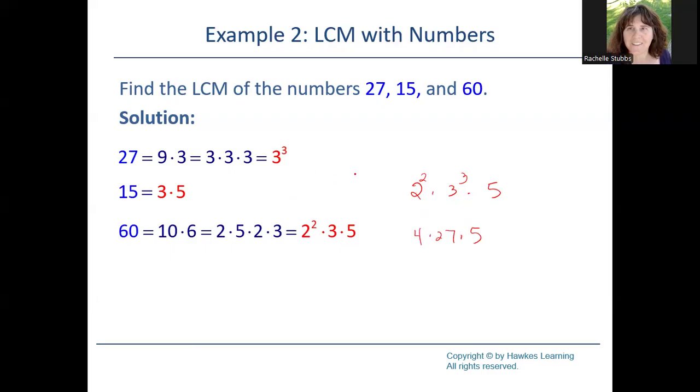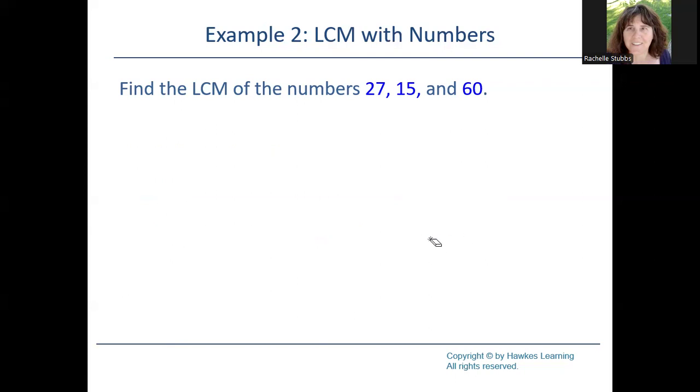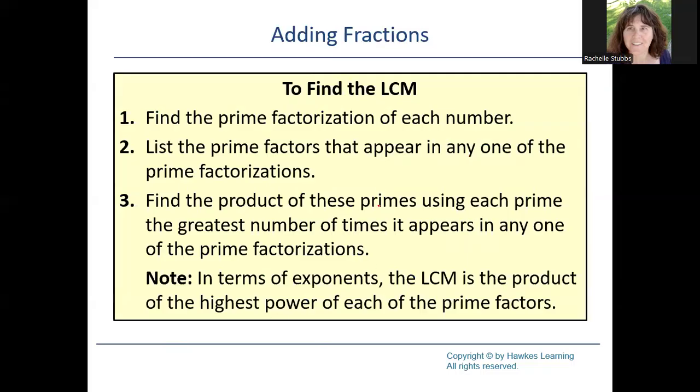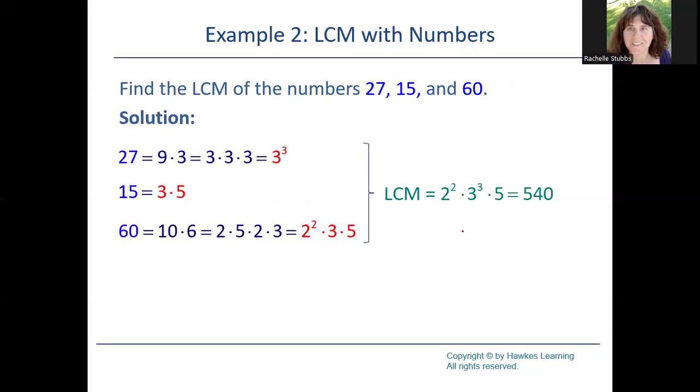So we have to name all of the principal players, and then we have to put their highest power on them, okay? And that's what it meant in that paragraph before, right here. Find the product of these primes using each prime the greatest number of times it appears. So in that last one, 3 appeared 3 times. So that's why we used the 3 to the third. 2 appeared at its greatest power to the second. That's why we use that. And 5's greatest power was just to the first. So if we're looking for the least common multiple, it's 540.